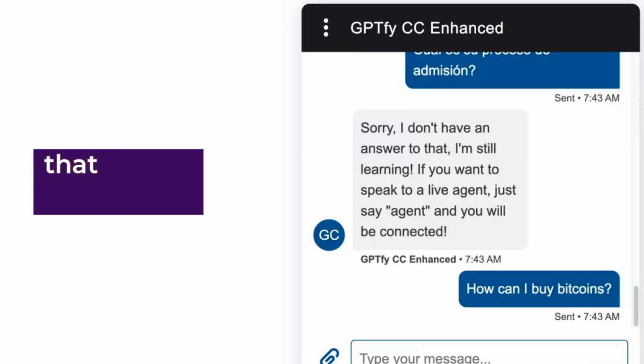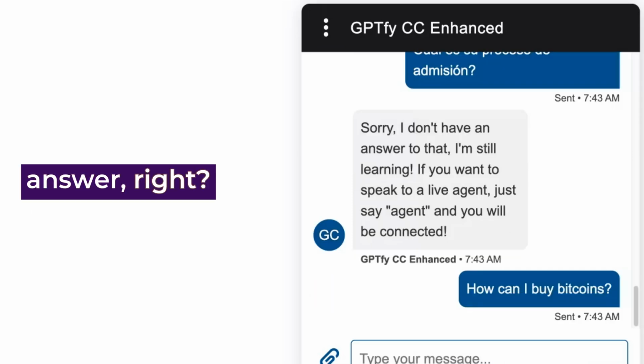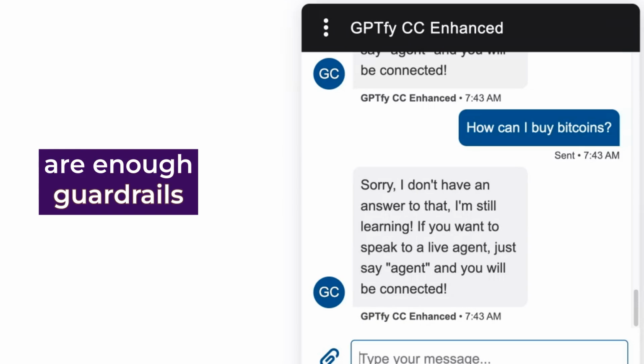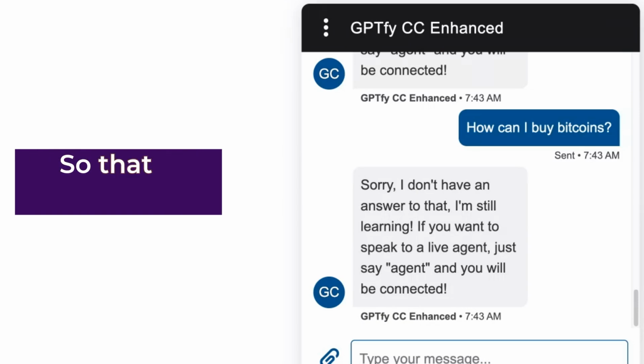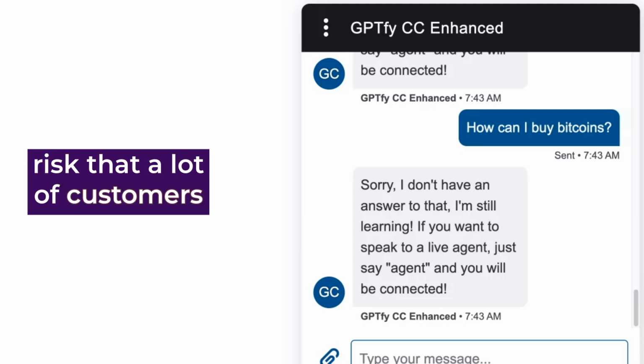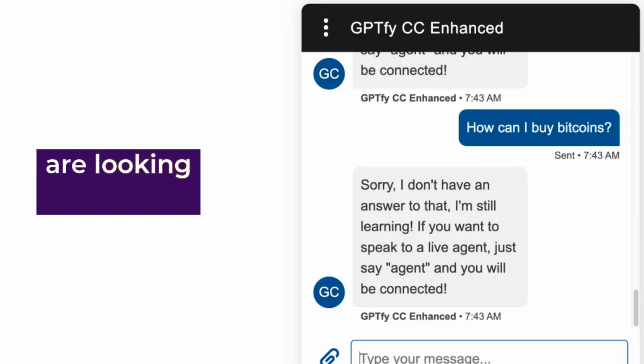I'm going to ask a question that it's not supposed to answer. And the idea is that there are enough guardrails and security around it so that it doesn't answer these kinds of questions. This is a pretty significant risk that a lot of customers think about when they are looking at chatbots.